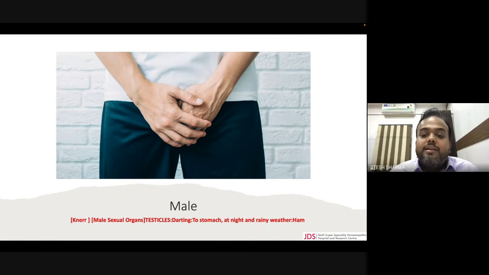Now coming to the male. In rainy weather, males can have pain in the testicles, darting to the stomach, and at night, the only and only remedy is Hamamelis. Hamamelis.